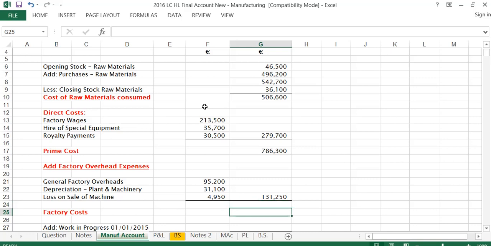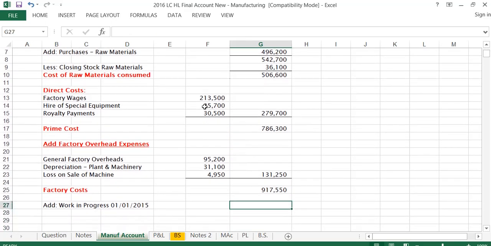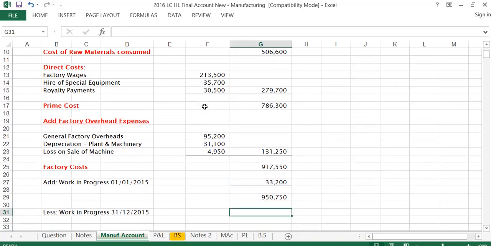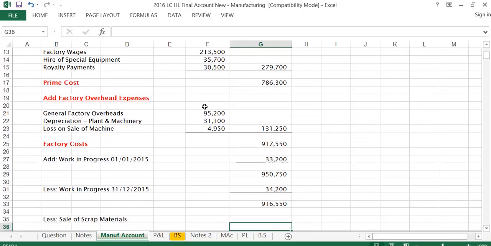And that will give me a factory cost of 786,300 plus 131,250 of 917,550. Now I have to add my work in progress at the start of the year, which I'll get from the trial balance, is 33,200. And I'm going to have to take away my work in progress at the end of the year, which I will get from note 1, of 34,200. Which leaves me with 916,550.